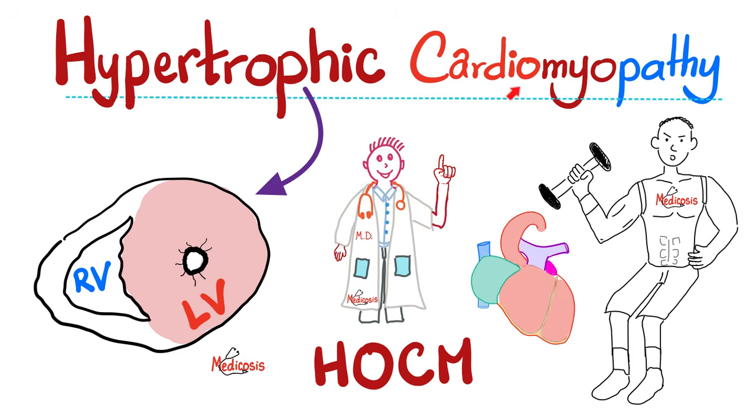This disease is characterized by asymmetrical hypertrophy of the interventricular septum, which is the septum between the right ventricle and the left ventricle. It's also known as hypertrophic obstructive cardiomyopathy. And what does cardiomyopathy mean? We have a pathology in the muscle of the heart, where the muscles are too big.